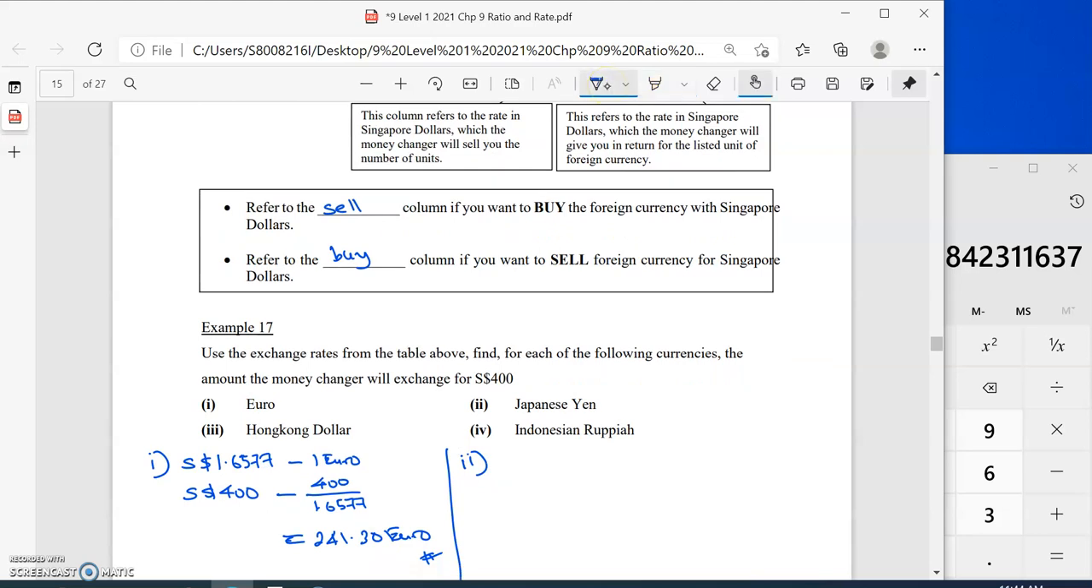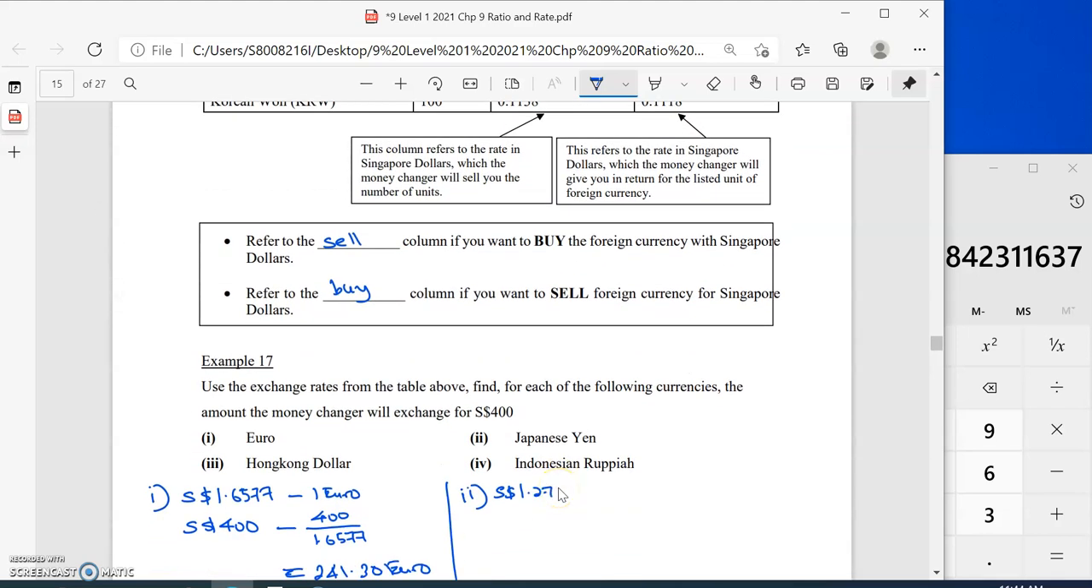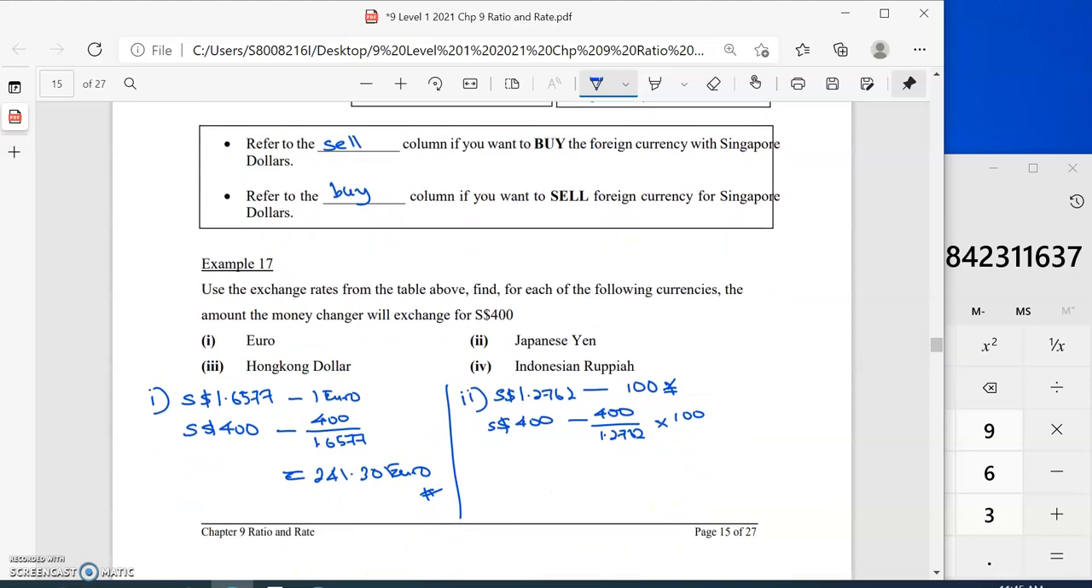I know it takes me 1.2762 to buy 100 units of yen. All right, now I have 400 Singapore dollars. This is not an equivalent, but a conversion. I'll take 400 divided by 1.2762. I'm getting 100 yen for that, so I'm going to multiply by 100.